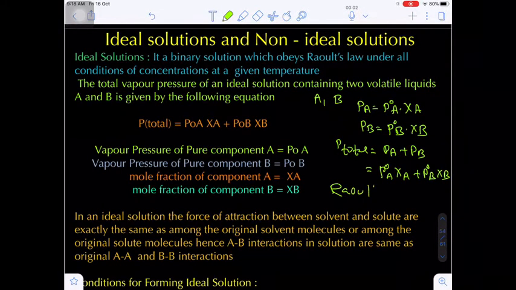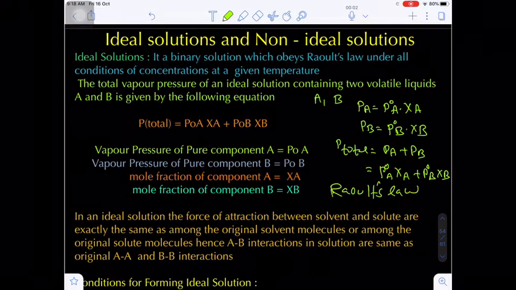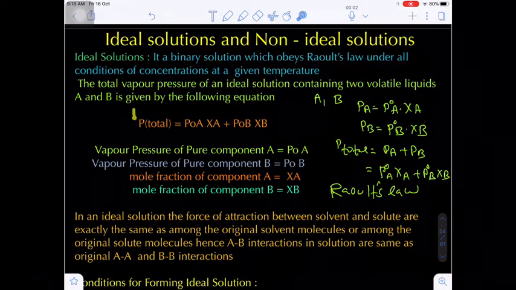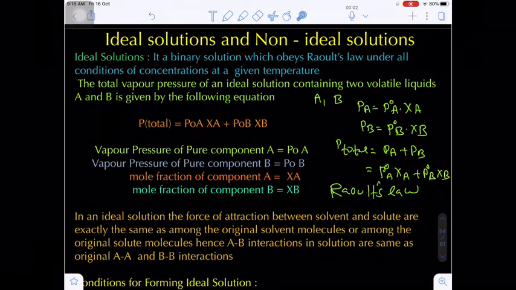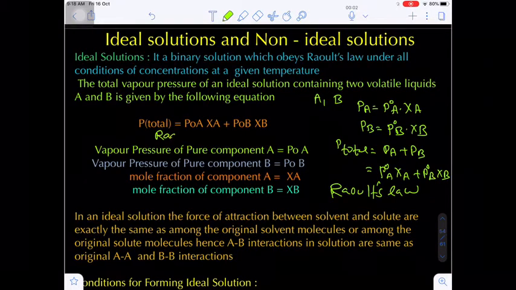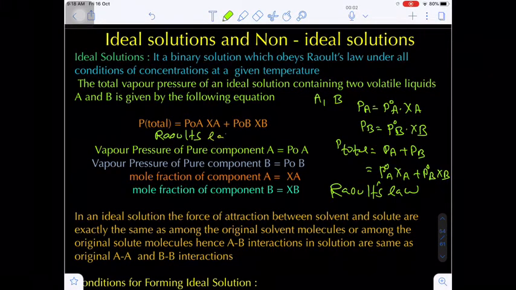So this is called Raoult's law. The solutions which follow this Raoult's law are known as ideal solutions. Let P naught A be the vapor pressure of pure component A, and P naught B the vapor pressure of pure component B, and XA and XB the mole fractions of components A and B in the solution. Then the total pressure of the solution is P total equals P naught A times XA plus P naught B times XB. This is nothing but Raoult's law. Are you getting my point?